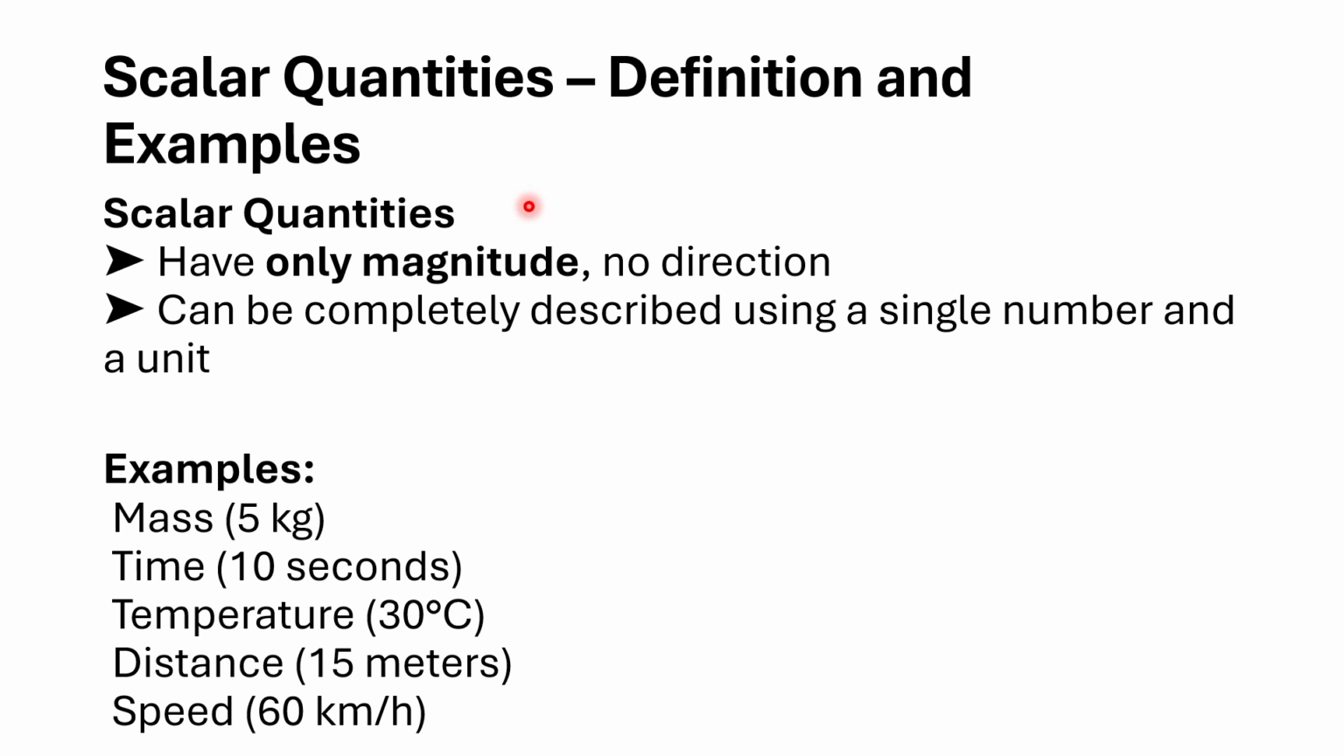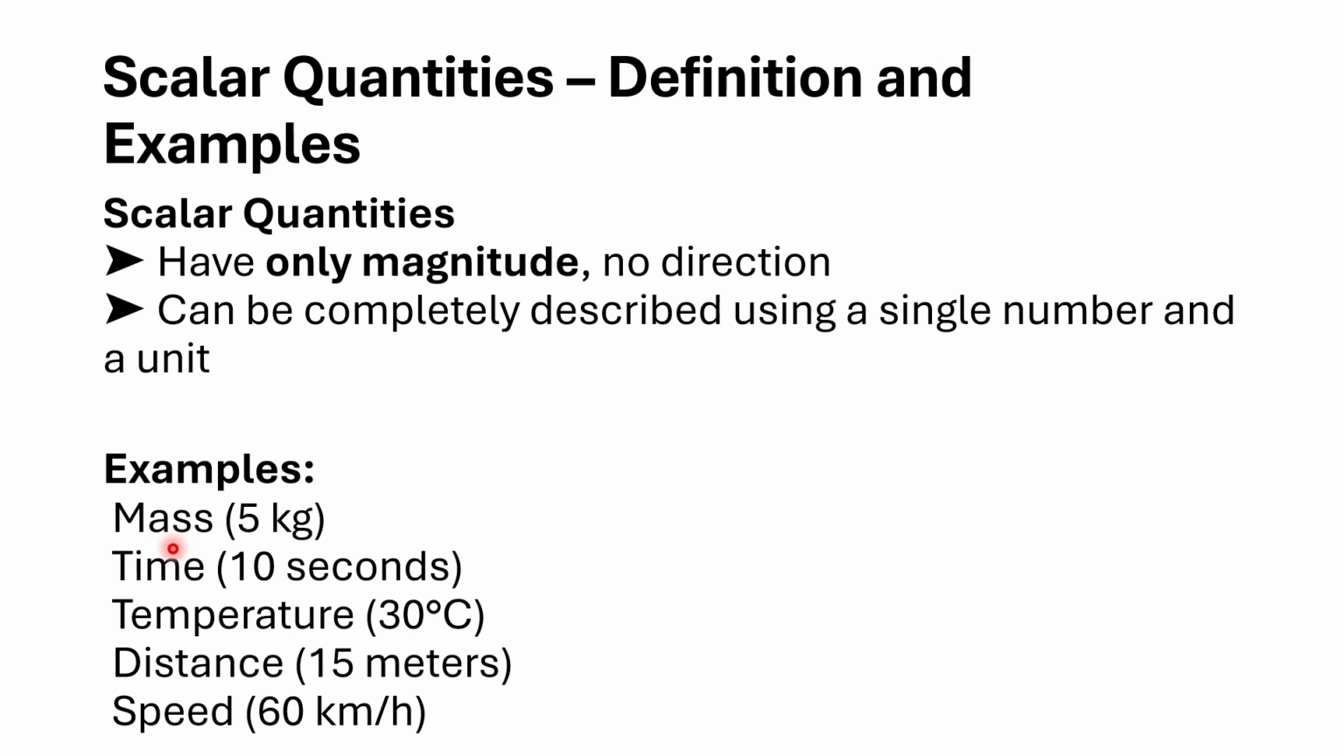Scalar quantities, definition and examples. Scalar quantities are those quantities that have only magnitude but no direction, and they are described using a single number and its unit. Here we have examples to make it clearer. Let's suppose we have a mass of 5 kg. We can say a 5 kg mass, but we cannot say a mass in a direction.